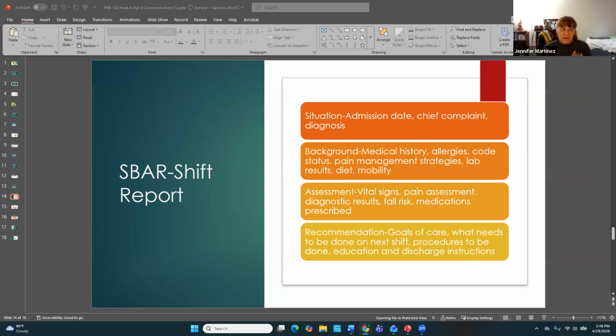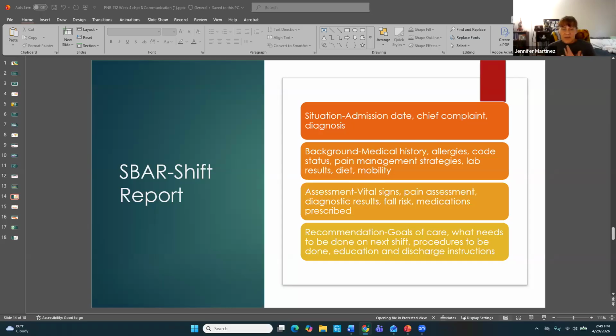Medications would also fall under assessment. And then recommendations are just the goals of care. So let's say I worked day shift, and the night shift is coming on. Is there anything related to that patient that needs to be done on night shift? Like maybe we need to get a first morning urine on them, right? That would be something night shift would get right in the morning. So always make sure that we're providing that information.